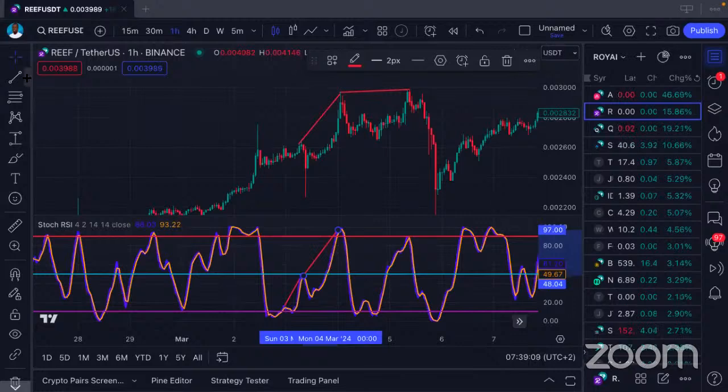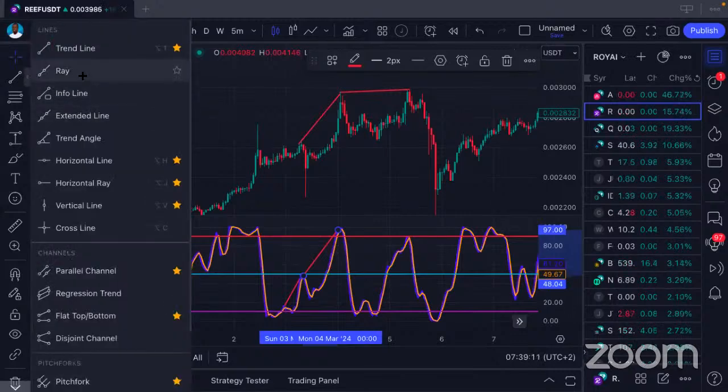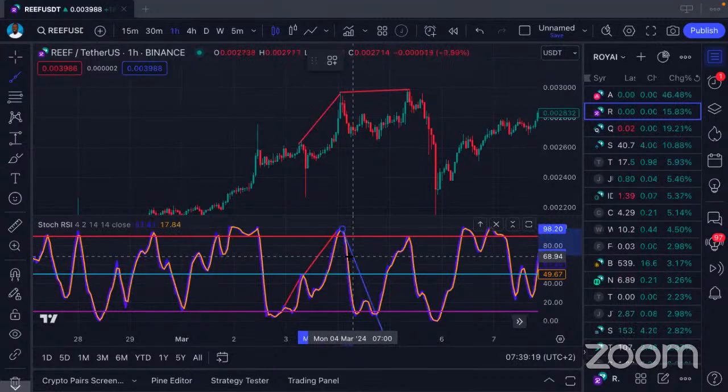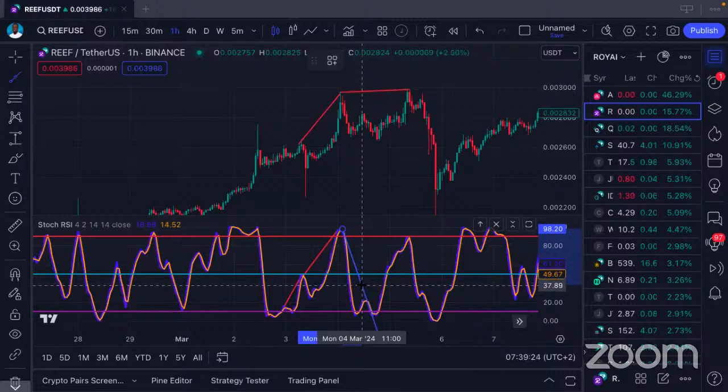And then from here, we see now things changed. And you see that from here, it came down back here. Although this is not a perfect example. It's not a very perfect example.